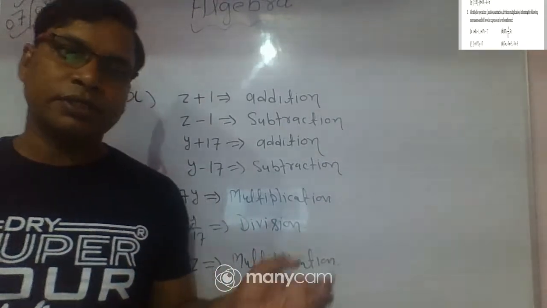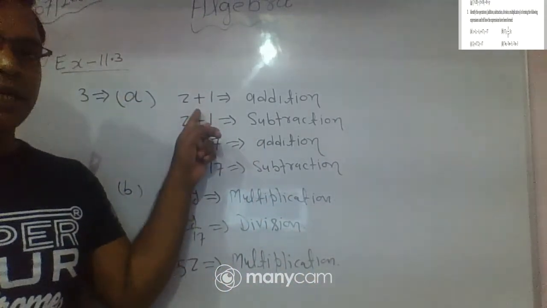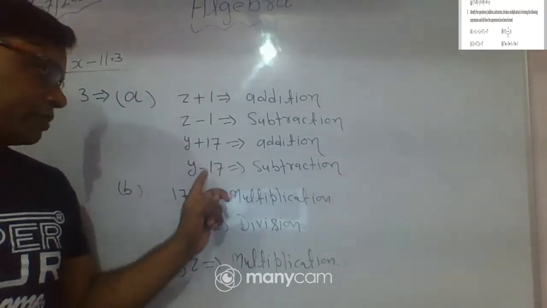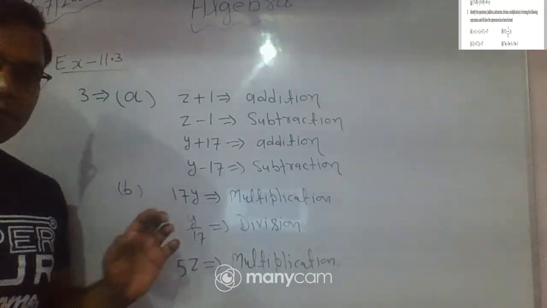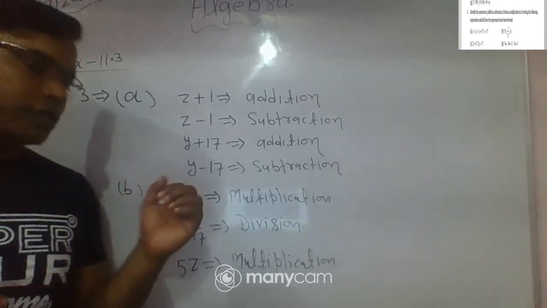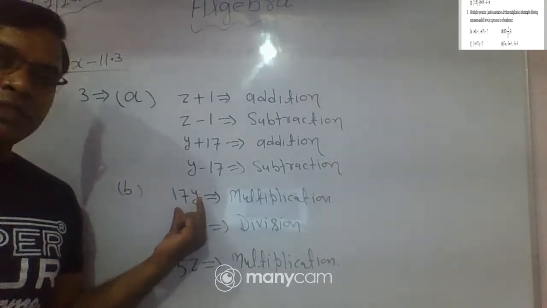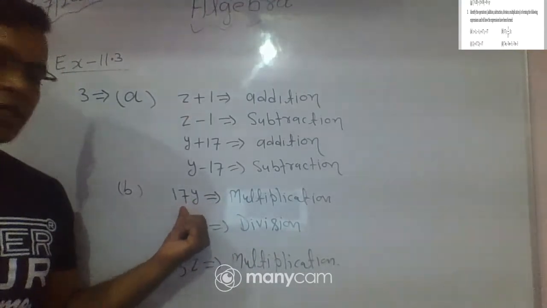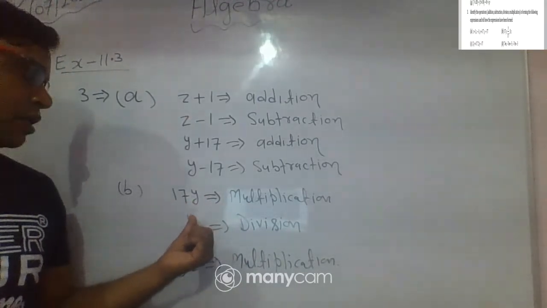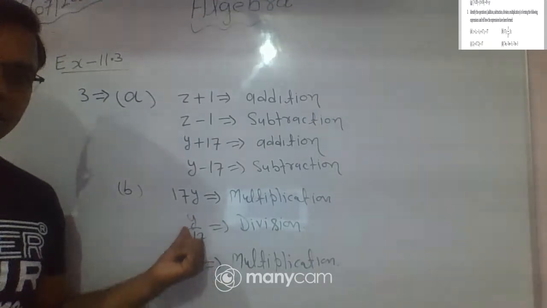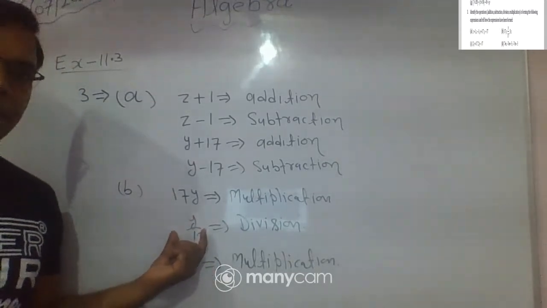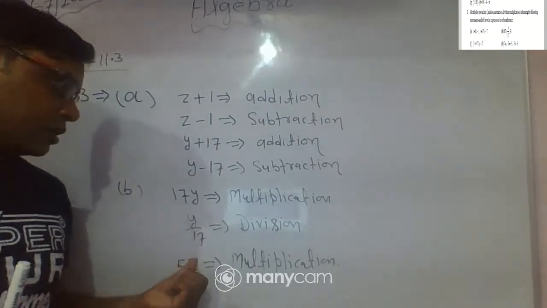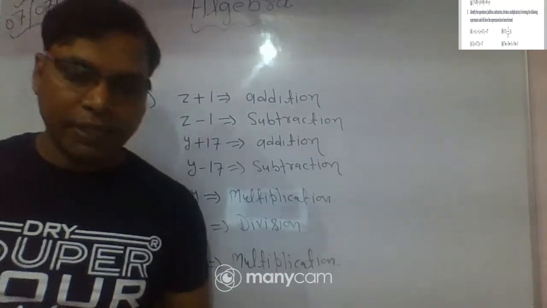Now student, I hope you have no problem understanding these questions and you are able to recognize operations, such as this is the symbol of addition, symbol of subtraction. Here 17y means 17 into y. So here we use multiplication. 17 is a constant, but y is a variable. Y by 17, here you can see, this is the arithmetic operation of division. Okay. So let's see the next part of this question.